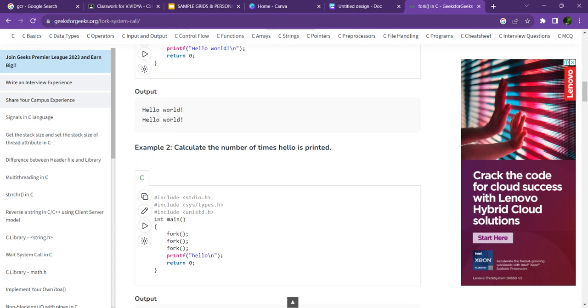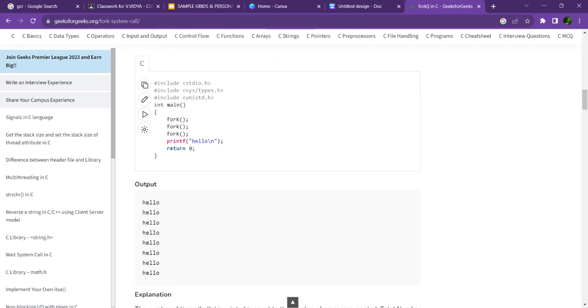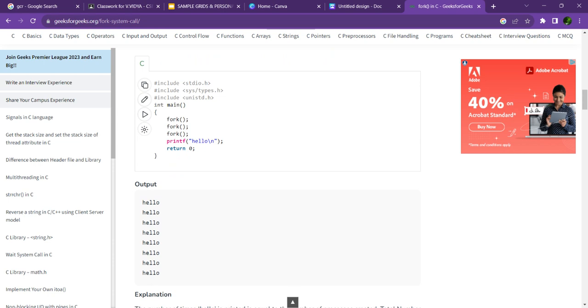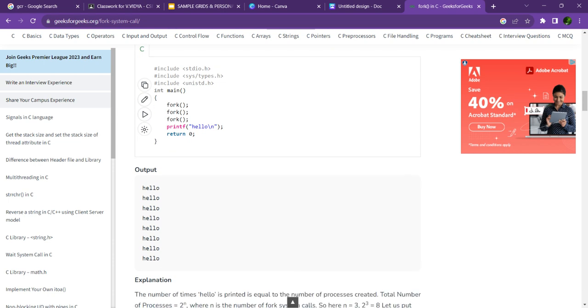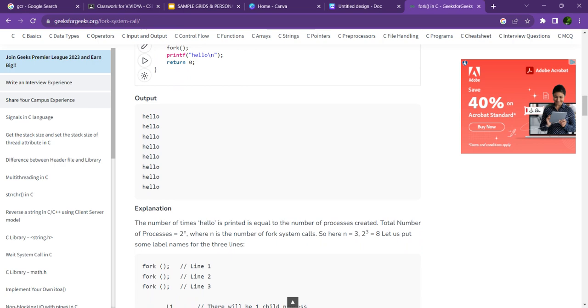As you can see in this particular snippet of code, there are three fork function calls, which means that the fork function call is written three times. Then the compiler will interpret each function call. As we all know, two processes are mainly created for every fork function call. Yes, the number of times you can see hello world printed is 8.